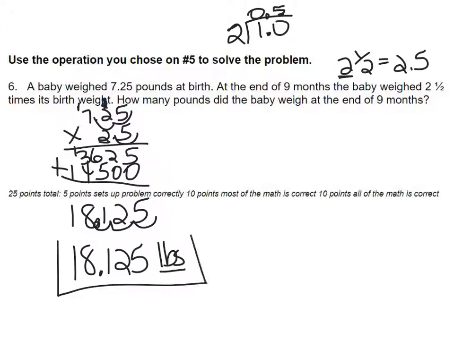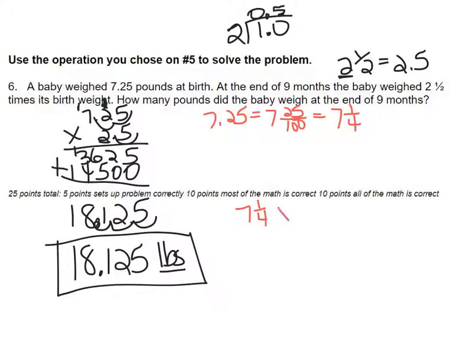Okay, so that's my answer as a decimal. Now as a fraction, I know that 7.25 is the same as 7 and 25 over 100, which simplifies to 7 1/4. So I'm going to multiply it as fractions. So we have 7 1/4 times 2 1/2.